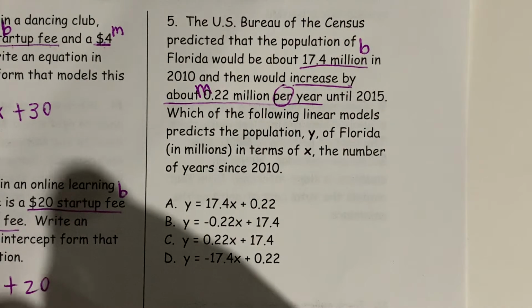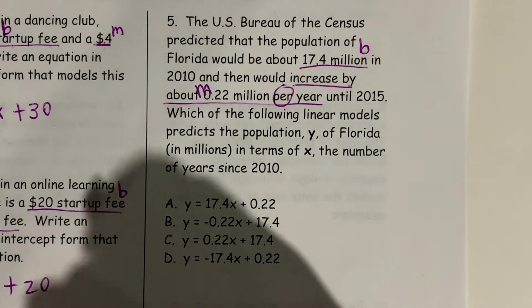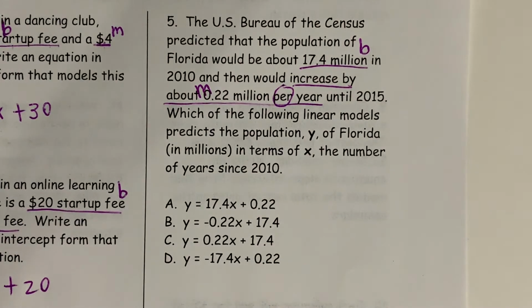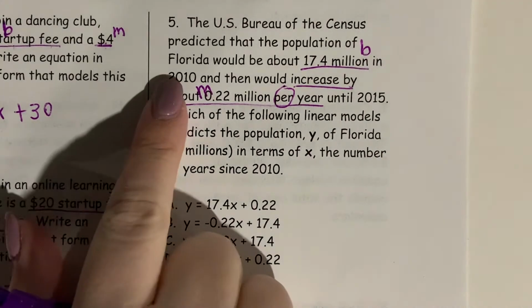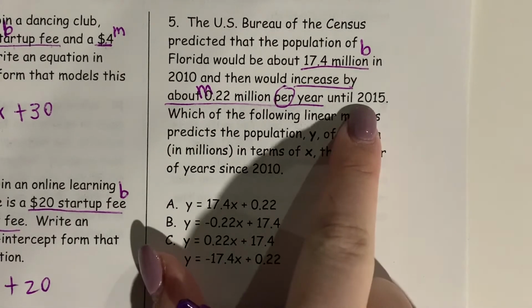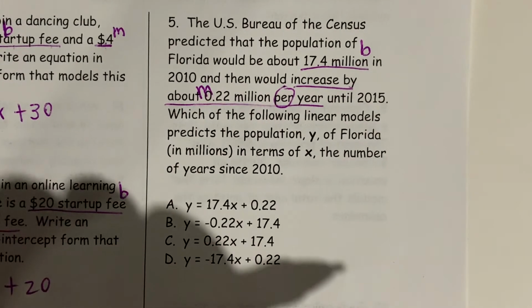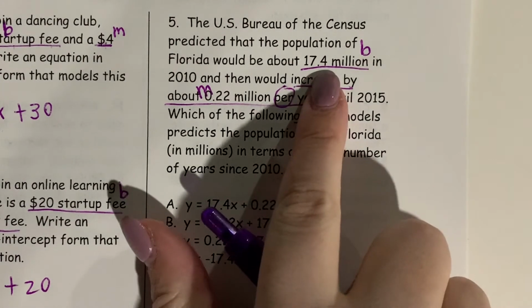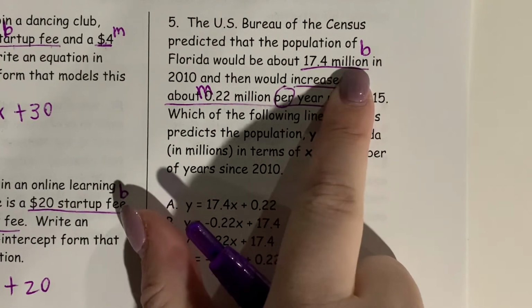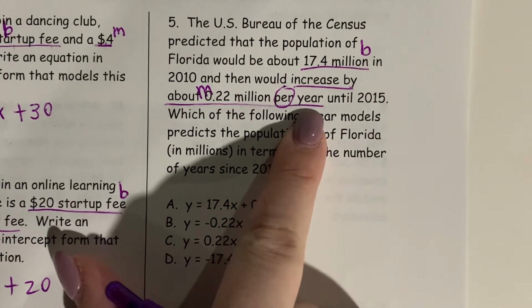Which of the following linear models predicts the population Y of Florida in millions in terms of X, the number of years since 2010? Notice this word problem is throwing in some years, right? 2010, 2015. And these are just some extra numbers that we have in the problem that we don't actually need to write our equation. We already identified what the population of Florida was starting at, and we identified how much it's going to increase per year.